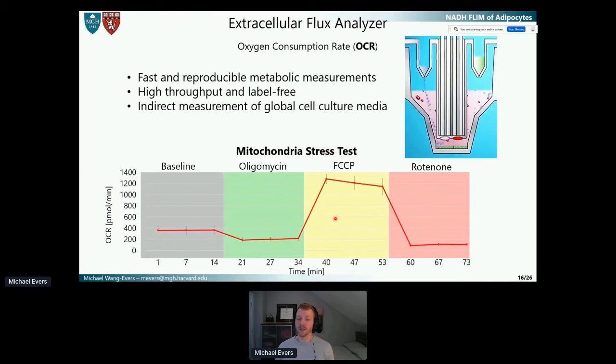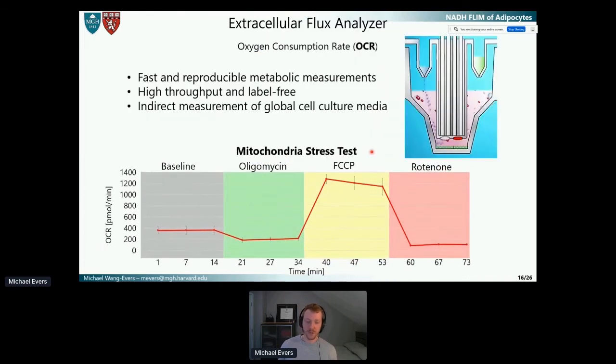To check if this new biomarker we found or created is really valid, we try to compare it to the gold standard to measure the metabolic activity, and that is an extracellular flux analyzer to measure the oxygen consumption rate, or OCR. Basically what that device is doing, it is measuring the oxygen quenching in the media right above a cell culture, and then based on that you can see, hey, that cell culture is using that and that amount of oxygen.